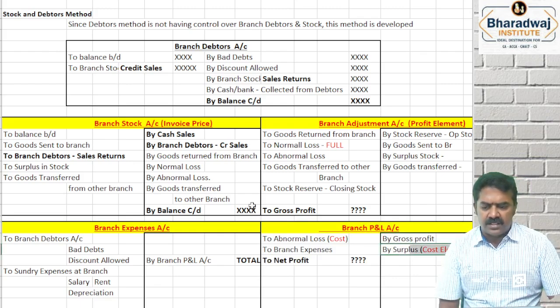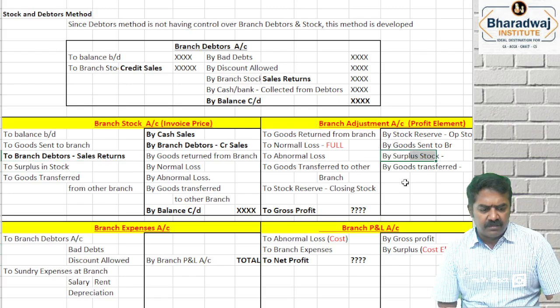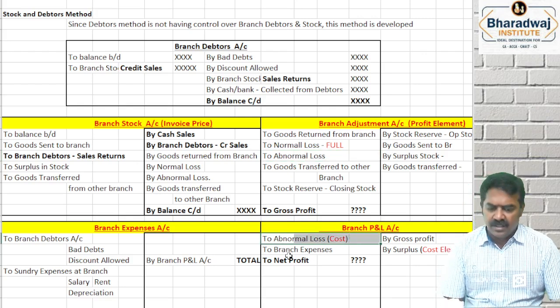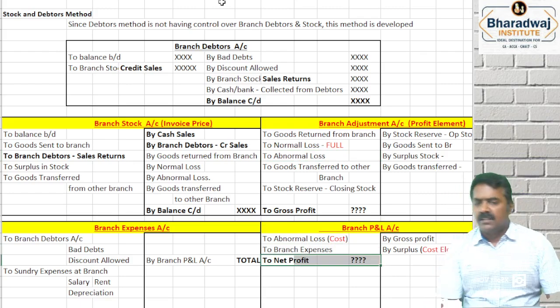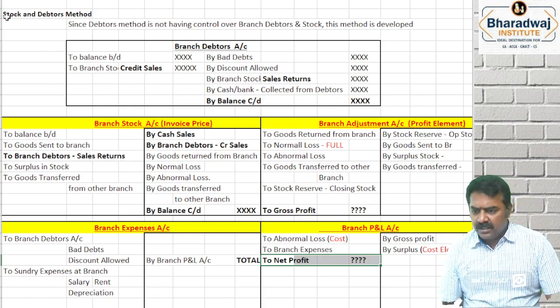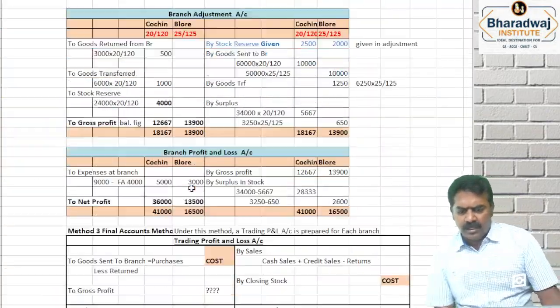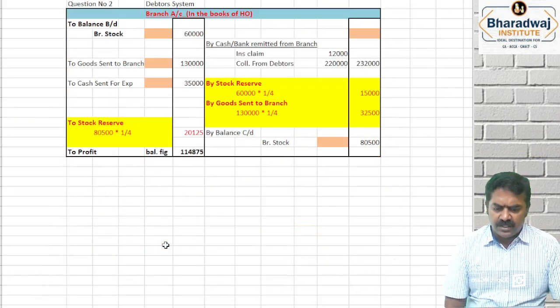We bring the surplus cost element. For example, if surplus is 5 lakhs and profit element is 1 lakh, the cost element of the surplus is 5 lakh minus 1 lakh, 4 lakh, which we'll bring in. Abnormal loss: if the invoice price is 8 lakhs and profit element is 1 lakh, 7 lakhs you will charge after adjusting insurance claims. Charge all the branch expenses, tally this, and you will get net profit. Now, let me apply this in question number 2. All of it may not be required; let me apply whatever it is, then remove whatever is not required.